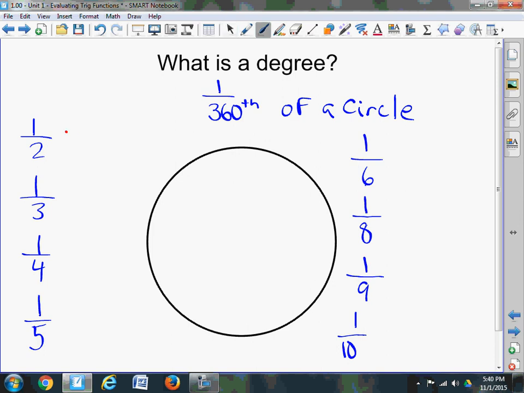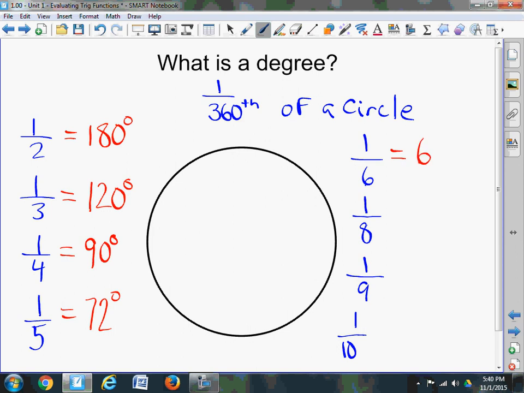All right, a half of a circle is 180 degrees, right? 1/3 of a circle is 120 degrees. A fourth of a circle is 90 degrees. A fifth of a circle is 72 degrees. It's still a whole number, it's kind of an ugly number. Right, a sixth of a circle is 60 degrees. An eighth of a circle is 45 degrees. A ninth of a circle is 40 degrees. A tenth of a circle is 36 degrees.